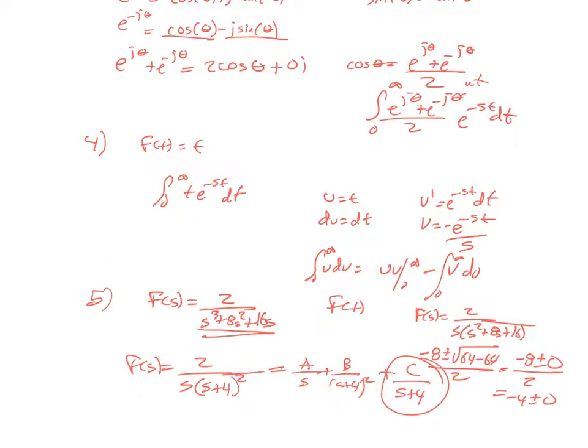So because you have an s plus 4 squared here and an s plus 4, you're going to have to do the derivative approach, right, that we showed you how to do in class to solve for the coefficients a, b, and c.